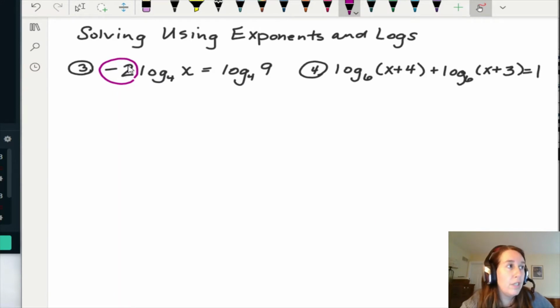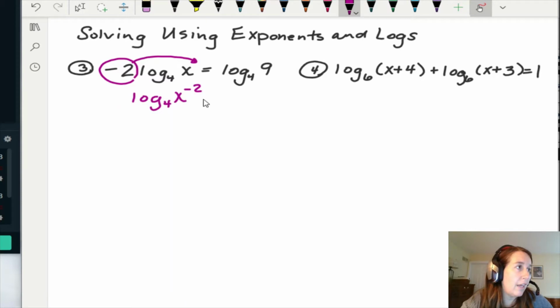This -2, remember, can become the power of the argument. No, you don't want to divide to the other side because then you'll just have a -2 in the denominator. It would not just divide this argument, because it is out front. So it is the power of the x. So change this to log base 4 of x to the -2nd power, and then that is equal to log base 4 of 9.